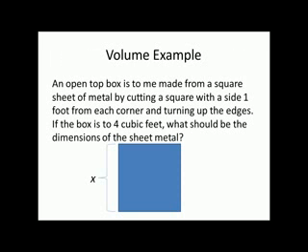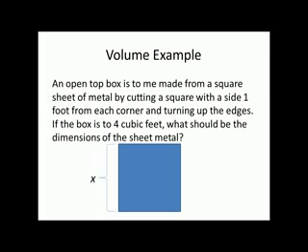Let's take a look at a volume example. An open top box is to be made from a square sheet of metal by cutting a square with a side 1 foot from each corner and turning up the edges. If the box is to be 4 cubic feet, what should be the dimensions of the sheet metal? So we need to stop and think about this.